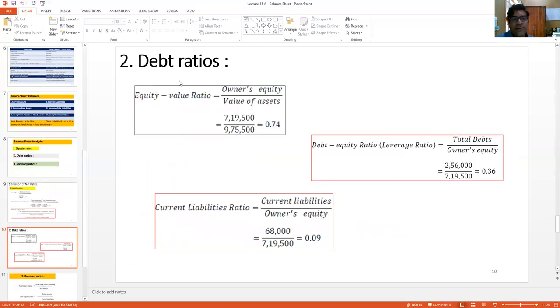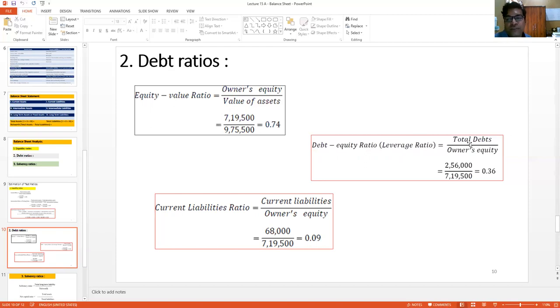And then what we have is the debt ratio. So first is liquidity ratio, then we have debt ratio. In debt ratio, we have the equity value ratio, and then we have the debt equity ratio, which is also called the leverage ratio. Leverage, how much the farmer can leverage. It means what is the long-standing commitment that can be expected from the farmer?